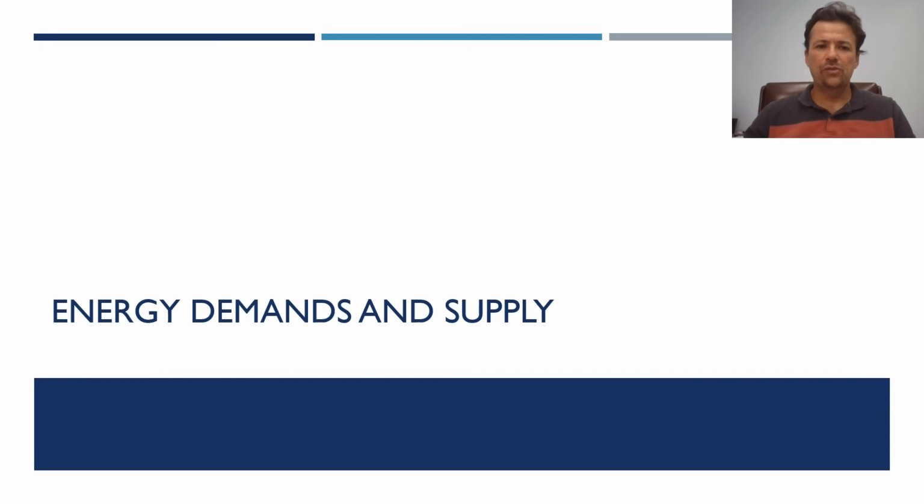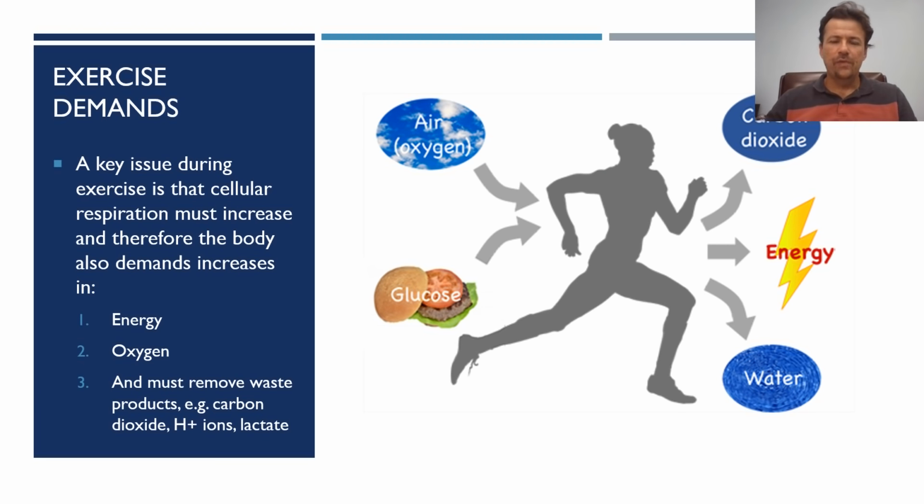So let's start by talking about energy demands and supply within the context of exercise. Once you begin to exercise, your cellular respiration increases because your body needs more energy. And we know the form or the currency of energy in the human body is ATP. So the minute you begin to exercise, your body has to increase its production of ATP.